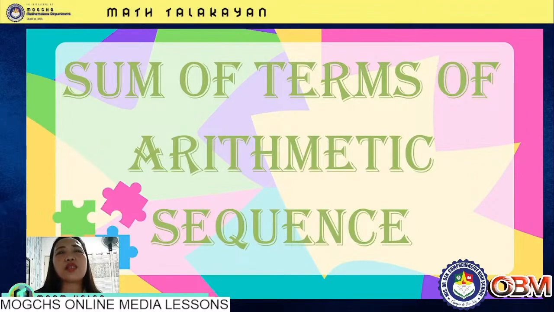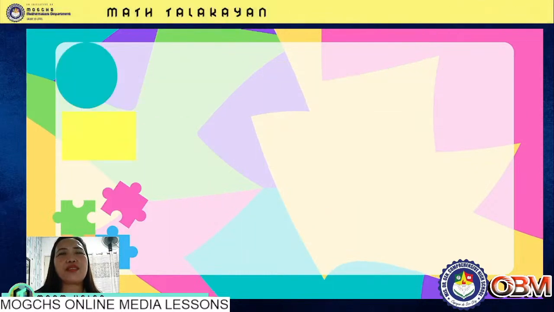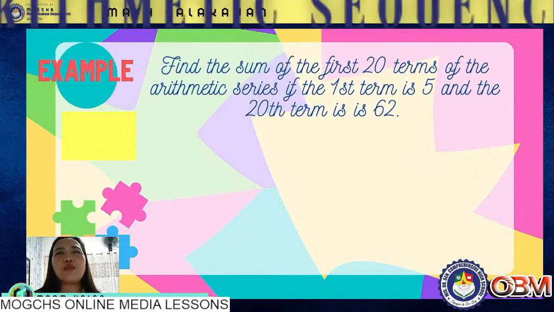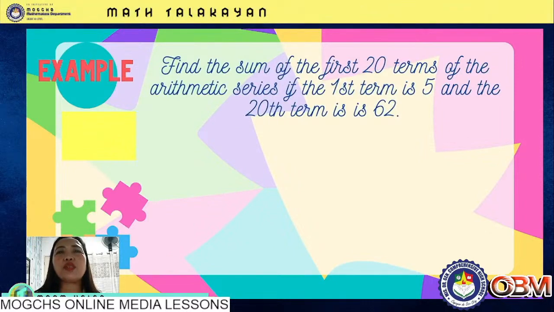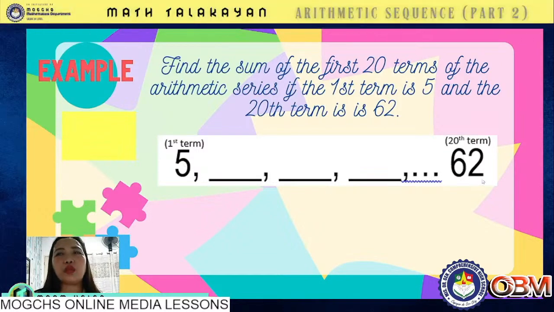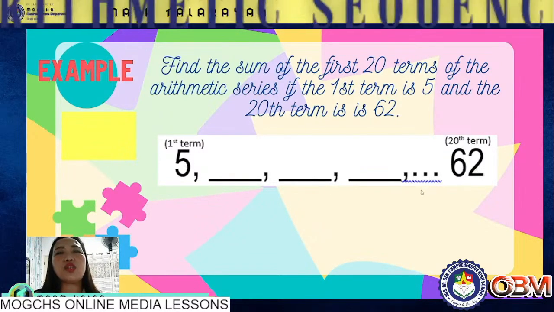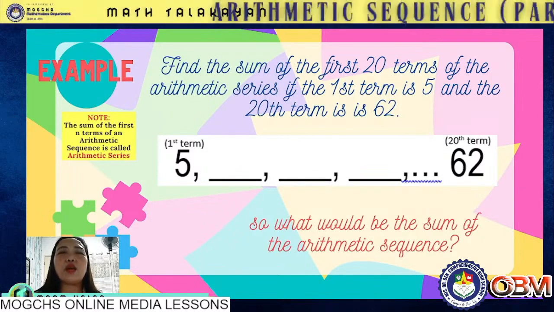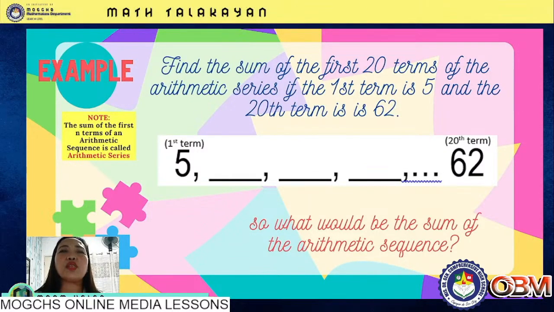Next, we will discuss sum of terms of arithmetic sequence. Example: find the sum of the first 20 terms of the arithmetic series if the first term is 5 and the 20th term is 62. So the first term is 5 and the 20th term, or the last term, is 62. So what would be the sum of the arithmetic sequence? Note, the sum of the first n terms of an arithmetic sequence is called arithmetic series.